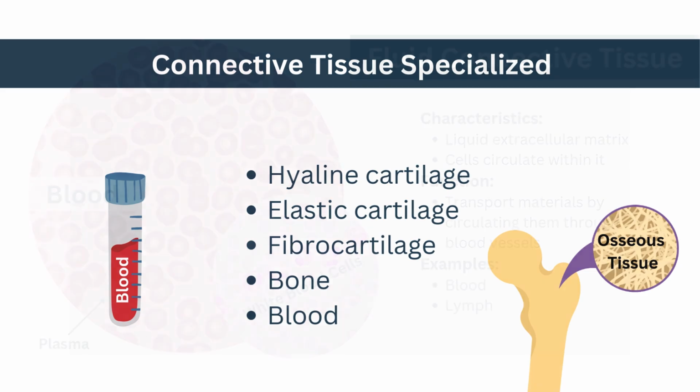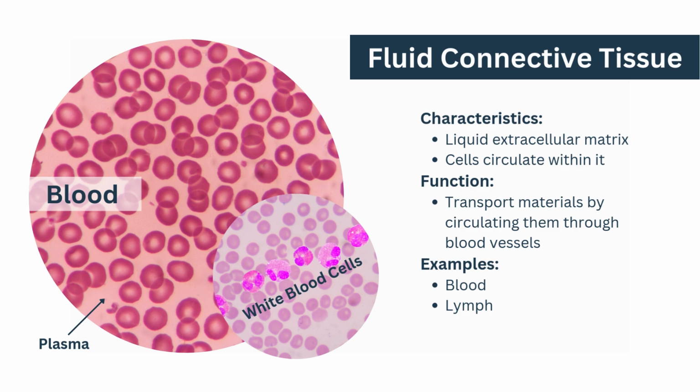Blood is a fluid connective tissue. Blood is characterized by its liquid extracellular matrix and the cells that circulate within it. We will learn more about blood components such as plasma, red and white blood cells when we explore the cardiovascular system. Its main function is to transport materials via blood vessels throughout the body. Lymph is also a fluid connective tissue. Lymph will be covered later with the respiratory and immune system.